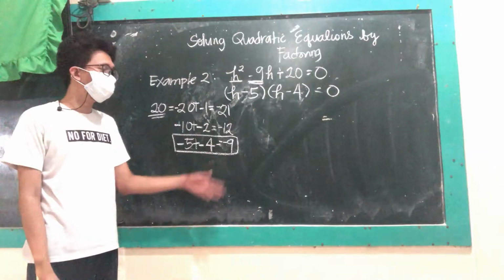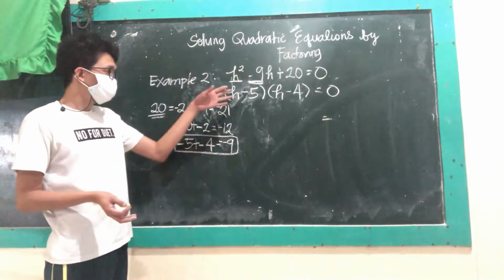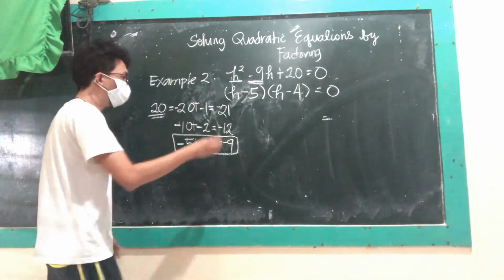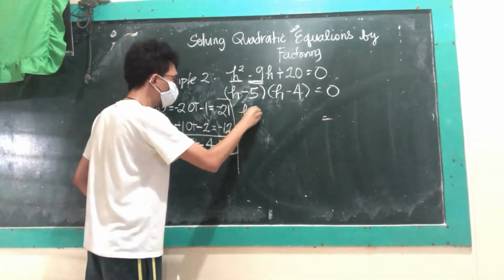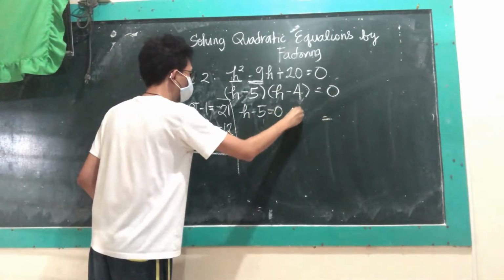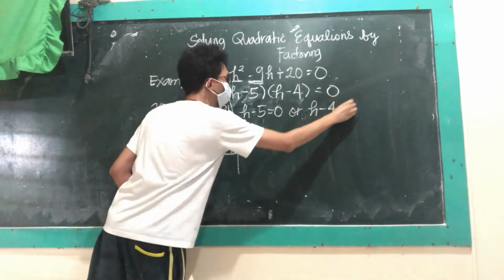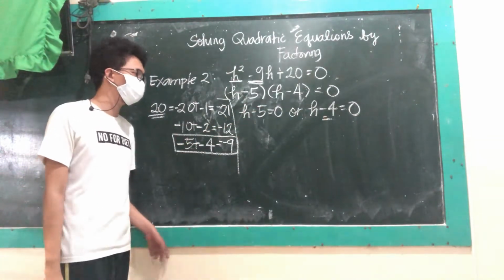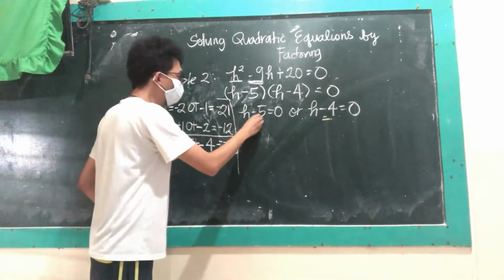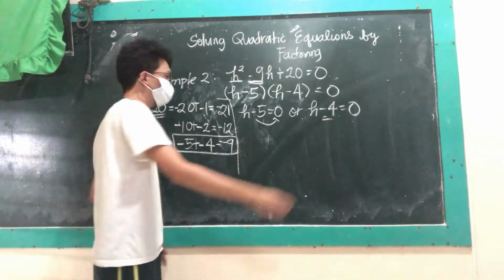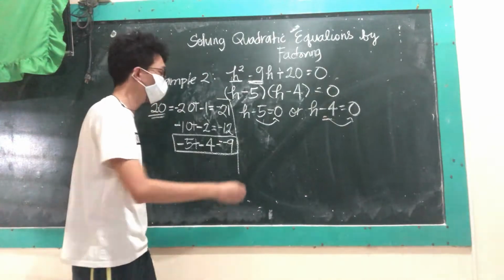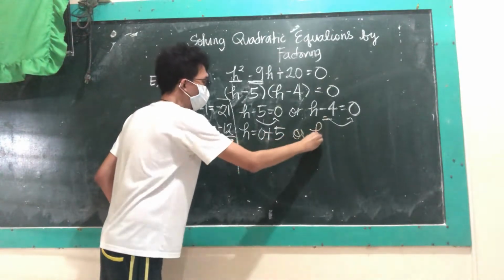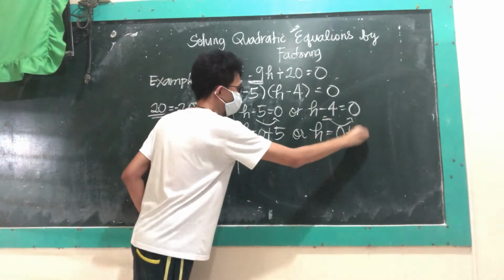Then by zero product property, we have h minus 5 as one factor and h minus 4 as one factor. Therefore, we can tell that h minus 5 is equal to 0 or h minus 4 is equal to 0. By transposition, we will transpose negative 5 to the other side of the equation as well as negative 4. We have h is equal to 0 plus 5 or h is equal to 0 plus 4.